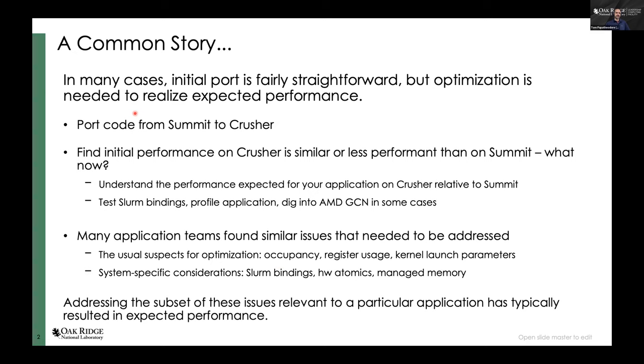In many cases, what we're seeing so far is that the initial port, say from Summit to Spock or Crusher, is fairly straightforward. When people get on Crusher and start running, they realize that there's some optimization needed to realize their expected performance. So they follow through this bulleted list. They port their code to Crusher. Many teams, not all, find that their initial performance is either similar or less performant than it is on Summit. And that kind of gives them pause. They wonder, okay, well, what's going on here? What can I do?